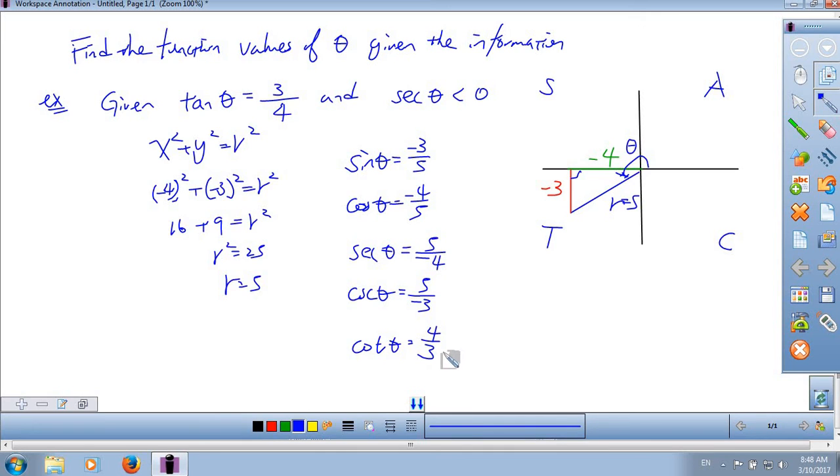We'll be moving on to talk about the graphs of trigonometry functions. So we're going to extend our unit circle concept to create the graphs of our unit circle functions.